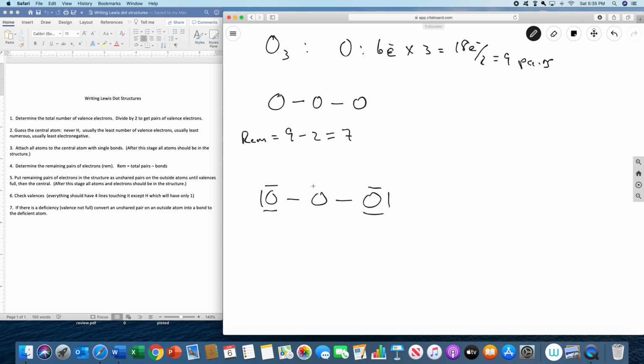So now I'm going to go to the central. And you see it says if there's a deficiency, convert an unshared pair on an outside into a bond to the deficient. All right, now let's count. 1, 2, 3, 4. 2, 3. 1, 2, 3, 4. So what are we going to do? We're going to take one of these here, doesn't matter which, and convert it into a bond to the central. We could have done it from either side.